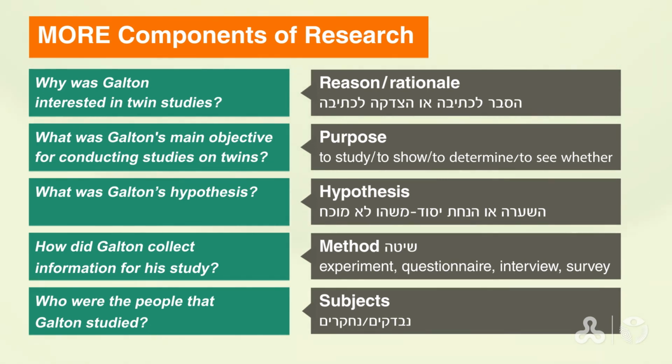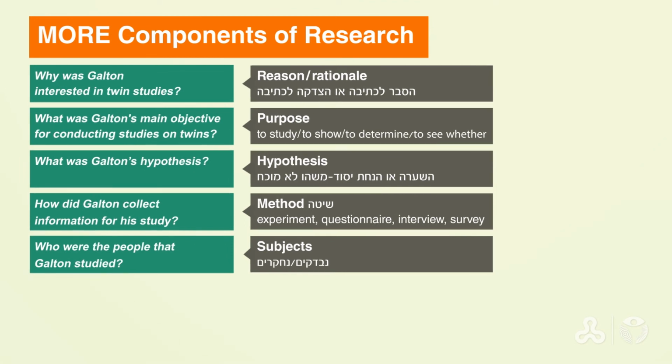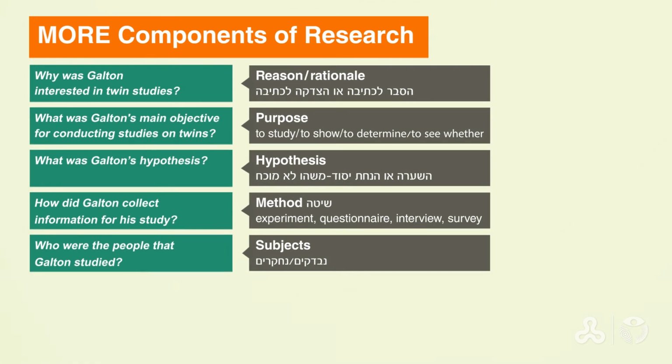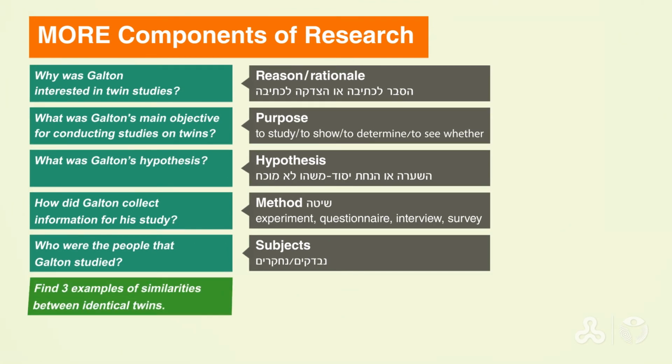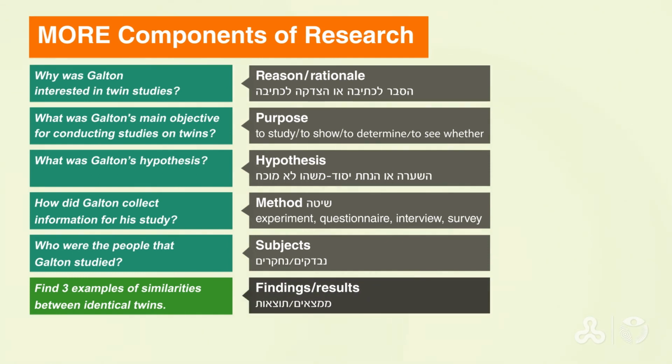Now, after reading paragraphs 3 and 4, we have here 2 additional components of research. Remember the question, find 3 examples of similarities between identical twins. חפשו דוגמאות ספציפיות לדמיון בין תאומים זהים. So when you're looking for specific information, okay, that came out of the method, you're looking at findings and results. אתם בעצם מסתכלים על ממצאים. Now in English you have the word findings or results. They mean the same thing.